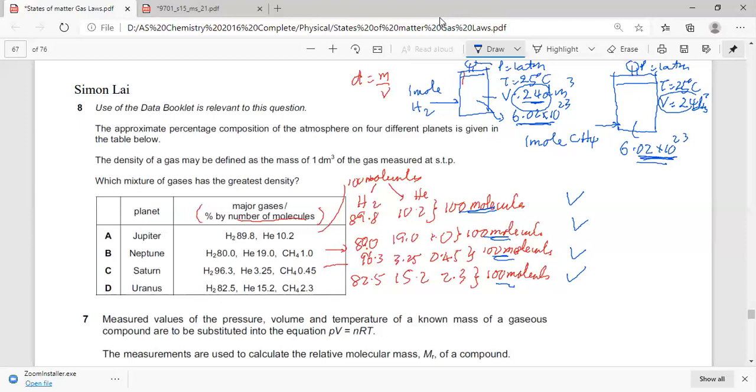So to find the density, all you have to do is find the mass of this whole thing. So what's the total mass of gas A? The mass is equal to, well, 1 molecule of hydrogen is 2 grams, so it's 89.8 times 2, plus helium, 10.2 times 4. If you count it out, I got it done for you, 189.8.